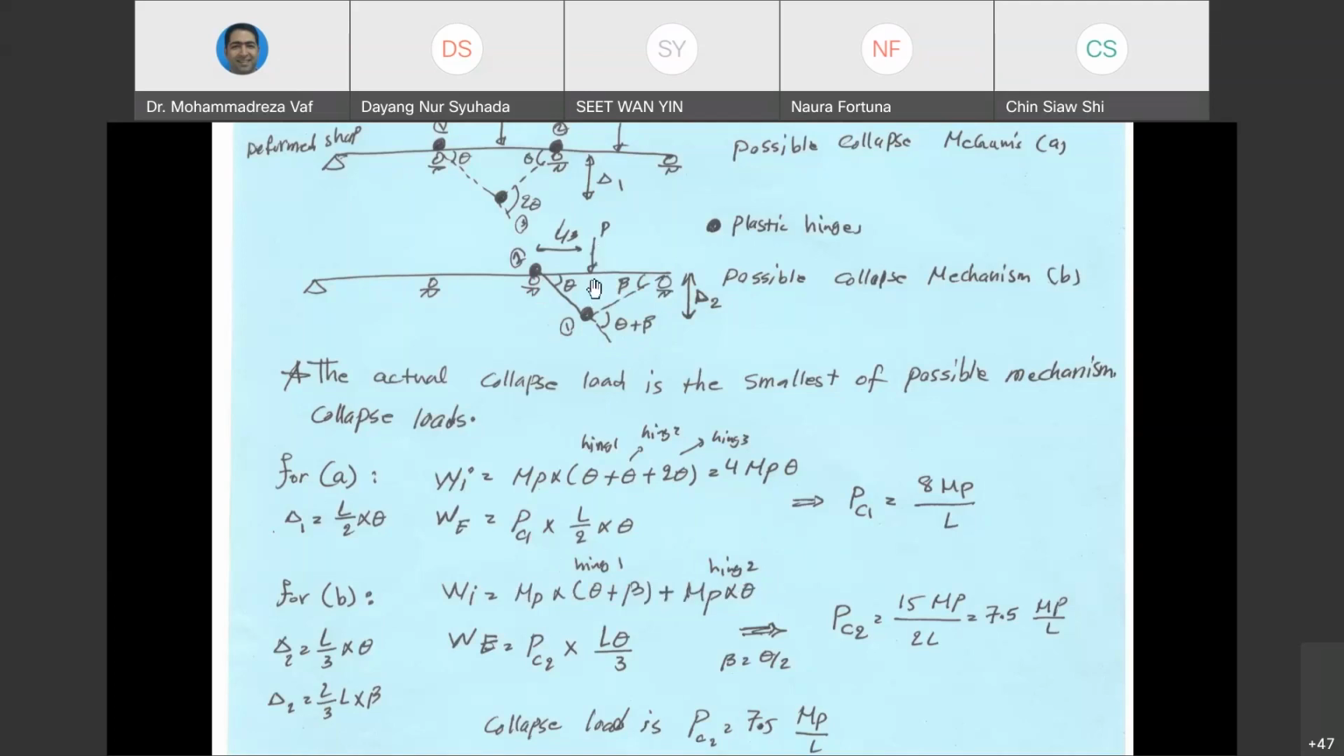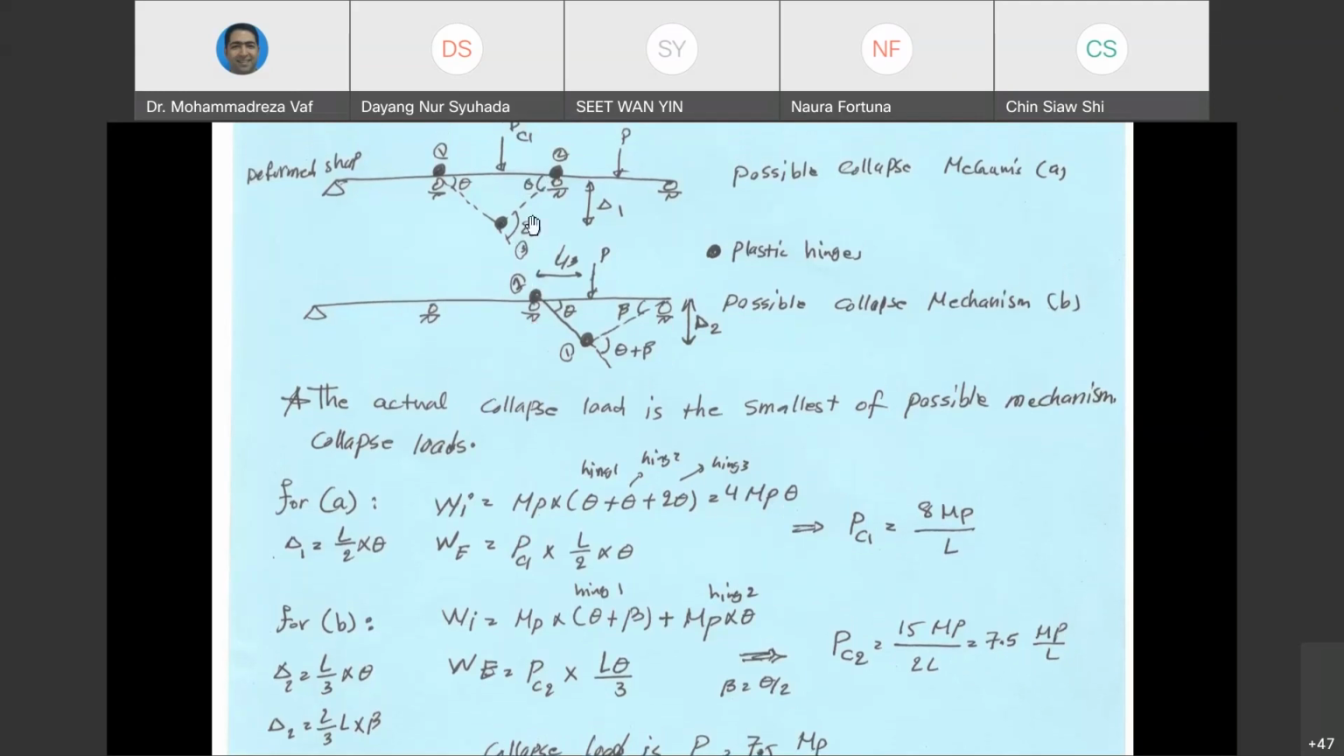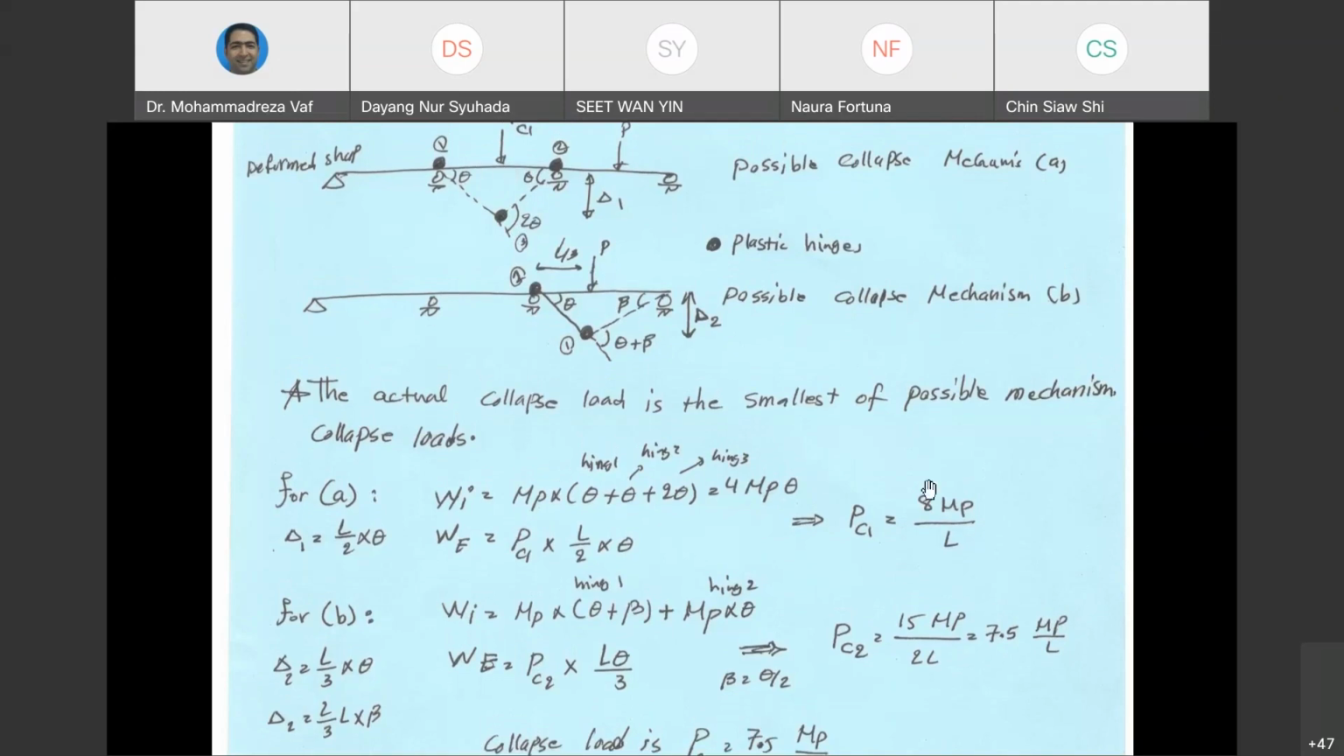And now for the external work, we have P multiplied by delta 2. And delta 2 can be written based on this equation in terms of theta and beta. So finally, we can replace beta with theta and put it inside the equation. If you make these two equal, from there you get the P critical for the second span equals 7.5 MP over L. So if you compare these two, for the case that the load is applied in the middle of the span, the collapse can only be reached when the load is larger.